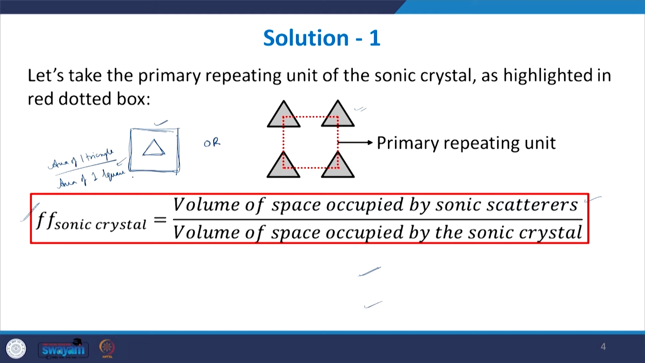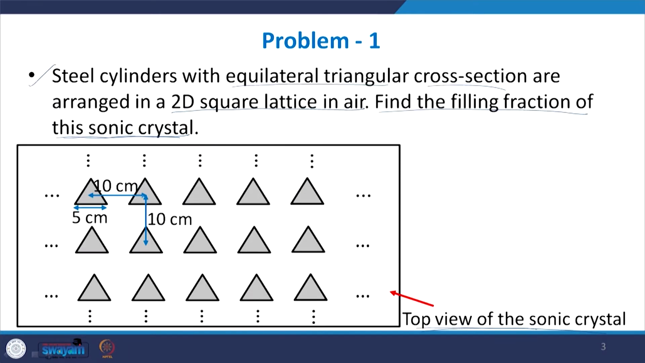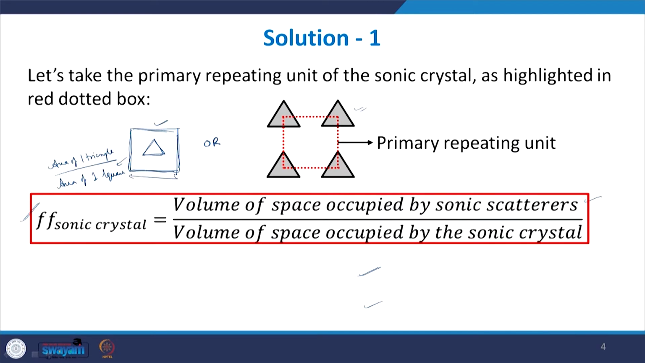We already know the side of the square and the triangle. The side of the square is 10 centimeter and the side of the triangle is 5 centimeters. So this is a 10 centimeter square, all sides the same, and this is an equilateral triangle of 5 centimeters. Using this you can find the filling fraction very easily. I am going to explain the more difficult one. If you choose the repeating unit as directly the Wigner-Seitz cell, it is very easy to calculate the filling fraction. But what if you took another unit cell? There can be many such unit cells but only one Wigner-Seitz cell.